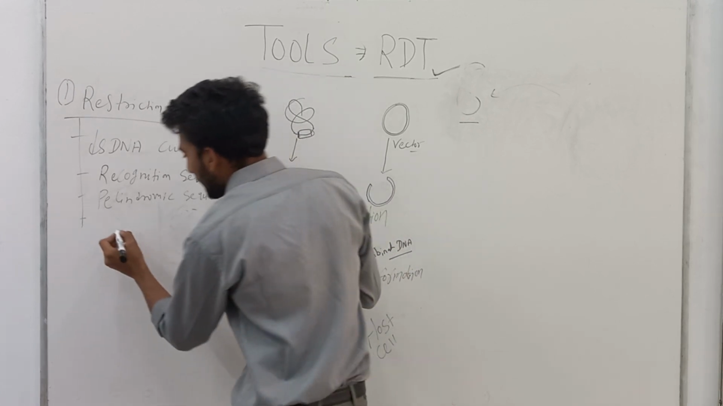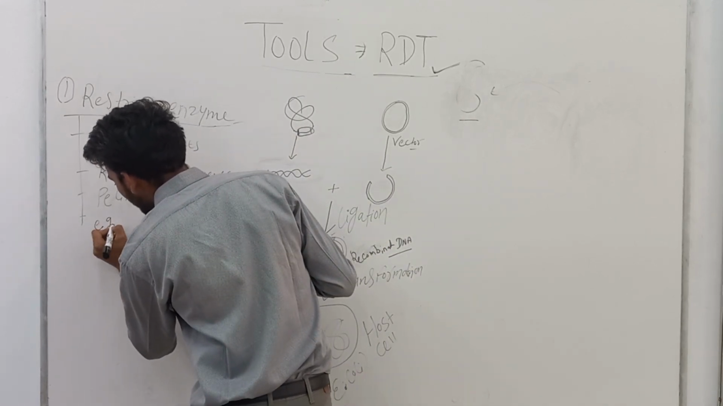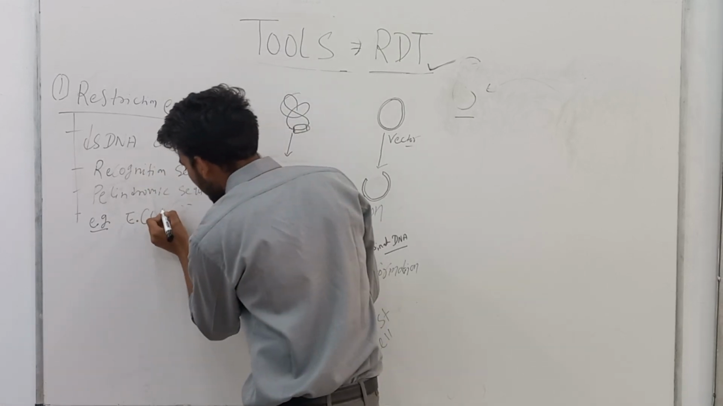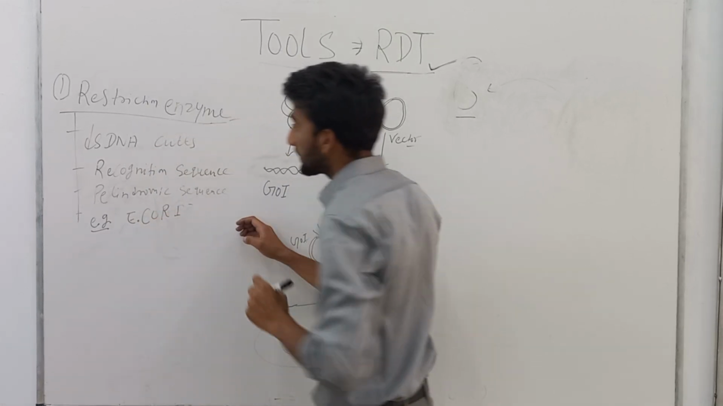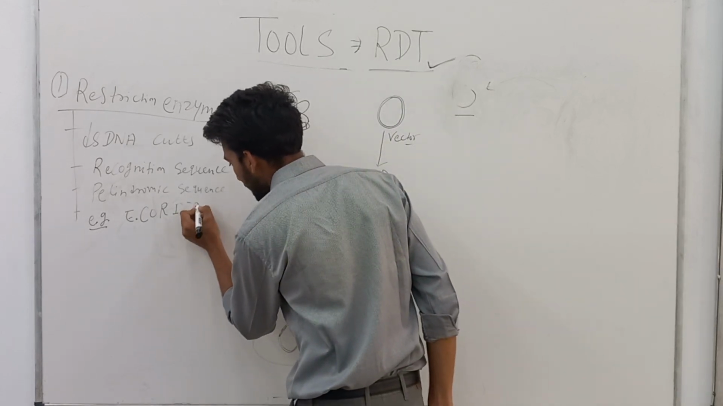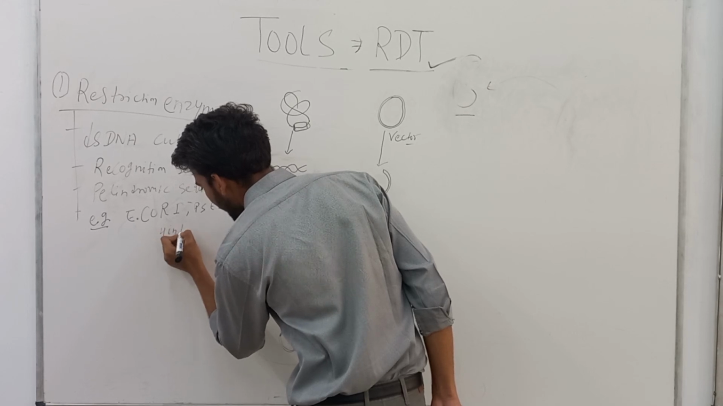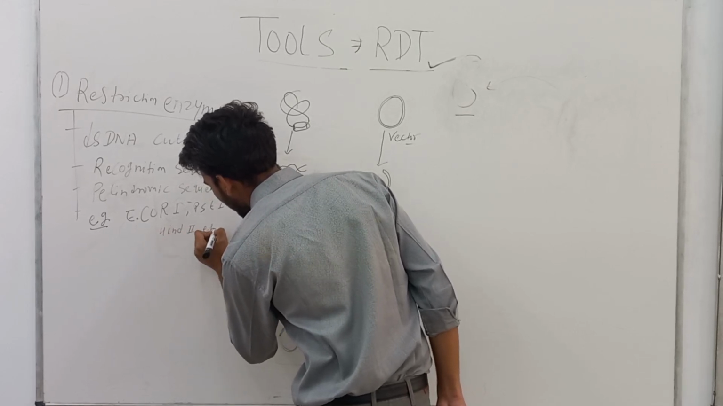So, here I am writing some examples of restriction enzymes, like EcoRI, and so on.